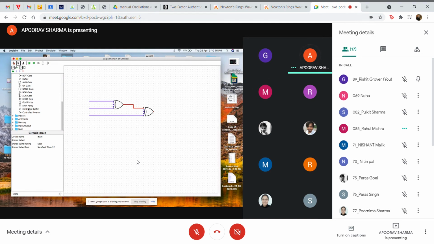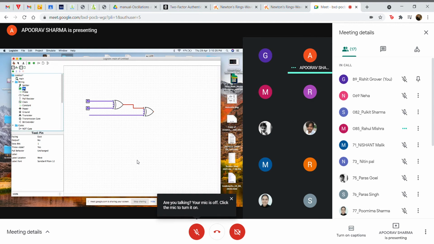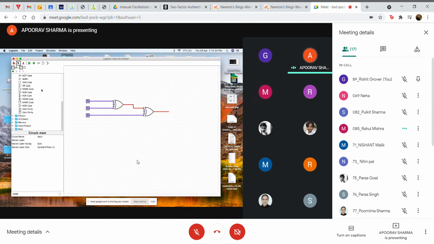Okay. Now let me use your wiring. Use one pin. I'm using second pin and your third pin. Okay. And there will be one output which I will do by using an output LED. Okay. So this is your LED. So what is this? This is your sum.